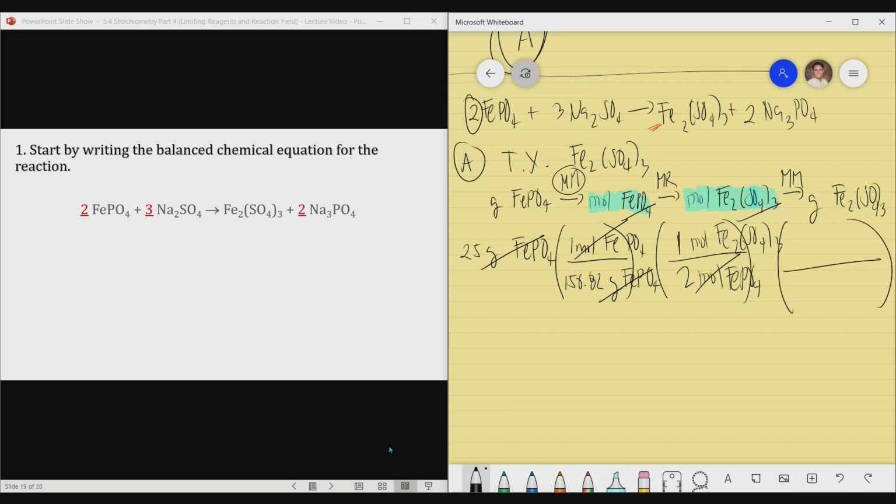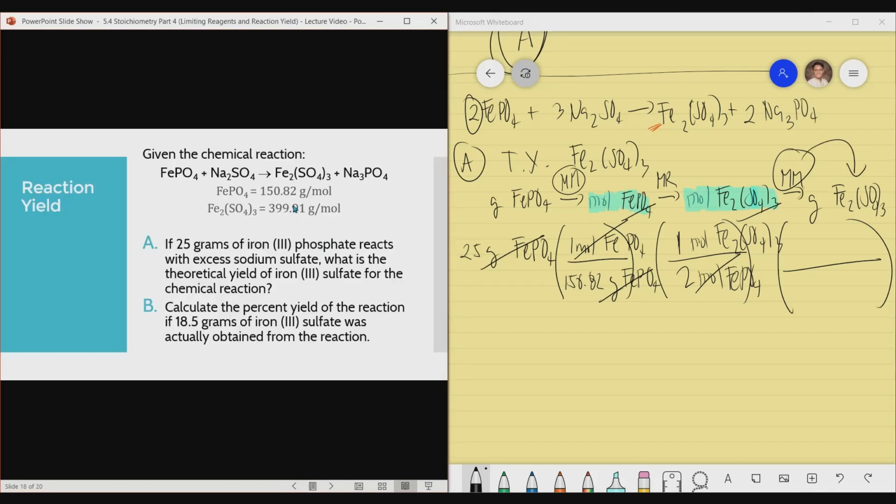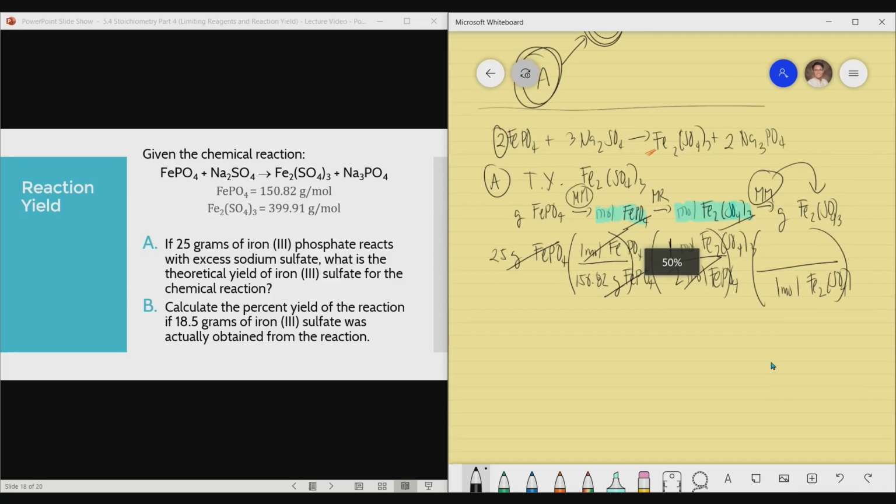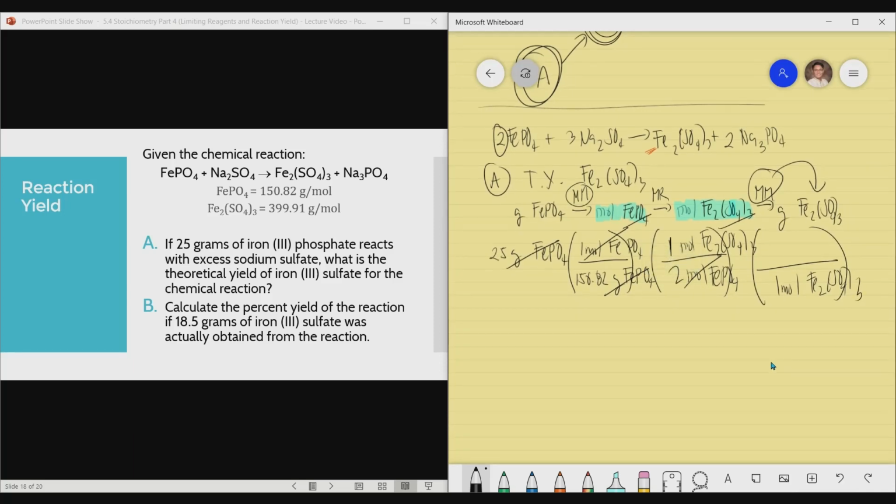Another conversion factor according to the problem, molar mass. Molar mass ni Fe2(SO4)3, ni iron 3 sulfate. Buti na lang, provided na dito, 399.91. So I'll be writing here 1 mole of Fe2(SO4)3 and then your 399.91 grams of Fe2(SO4)3. So cancel, cancel. I now have my desired unit, grams of iron 3 sulfate. Okay? So na-attain ko na ito, yung pinaka-goal.